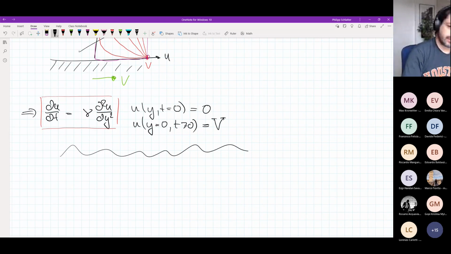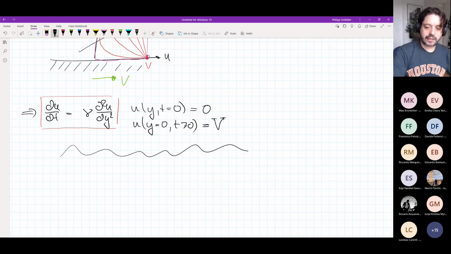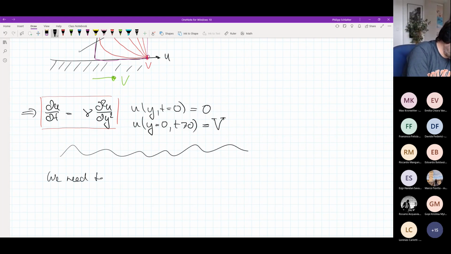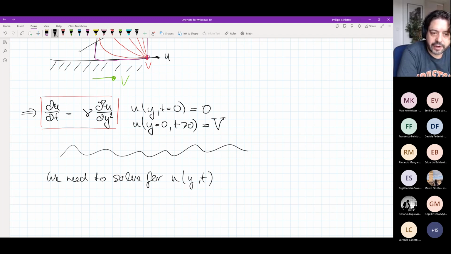Okay, but then let's just start with the new material. So the problem that we need to discuss is that we need to find a solution. We need to solve this problem for the velocity u as a function of y and t. So the solution depends on two variables, y and t. But how do we do that?